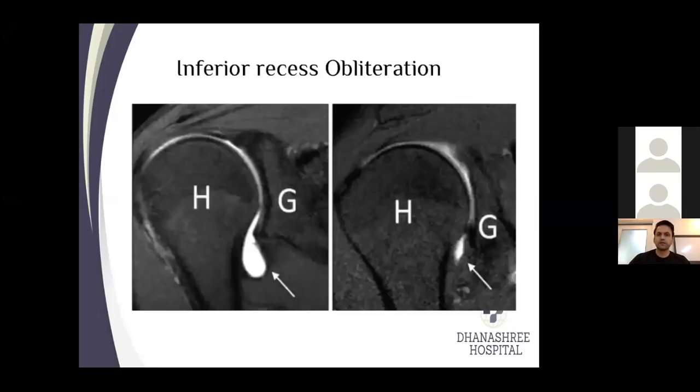So this is what an inferior recess obliteration looks like. Here, on the left-hand side, there's a pouch. This is the normal synovial fluid which is present in the inferior pouch. And if you see the image on the right-hand side, that pouch is suddenly not seen. That is what we call an obliteration of the recess. And this is the first thing you see on an MRI and routinely see.